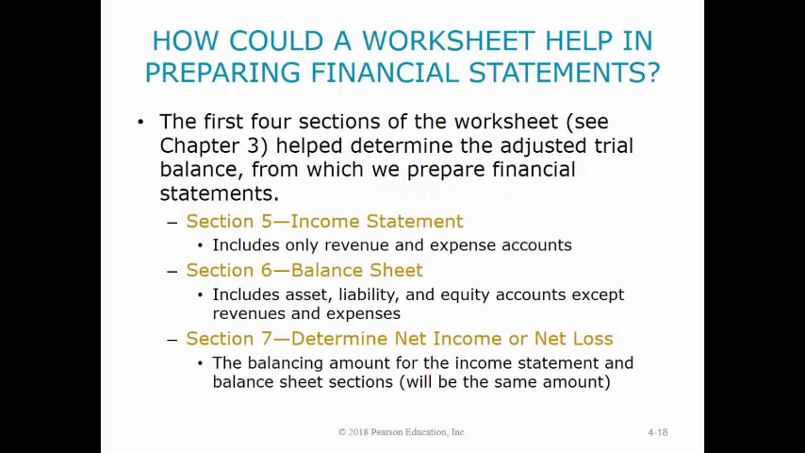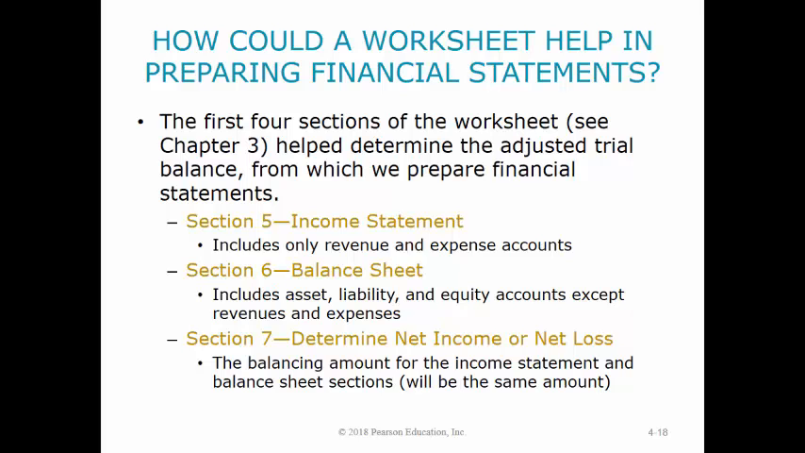The income statement section includes only revenue and expense accounts. The revenues and expenses from the adjusted trial balance section will be transferred into the appropriate column in the income statement section. The balance sheet section includes the asset and liability accounts and all equity accounts except revenues and expenses. The balance of each of these accounts will be transferred from the adjusted trial balance section of the worksheet to the appropriate column in the balance sheet section. Compute net income or net loss as total revenues minus total expenses.